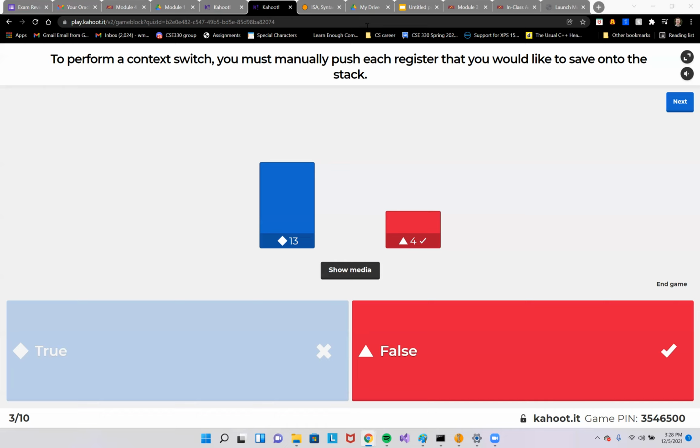If you jump to another function, you need to push all of your registers onto the stack so that when you return, you can pop all those registers off of the stack, and that way they're unchanged. Does that make sense?